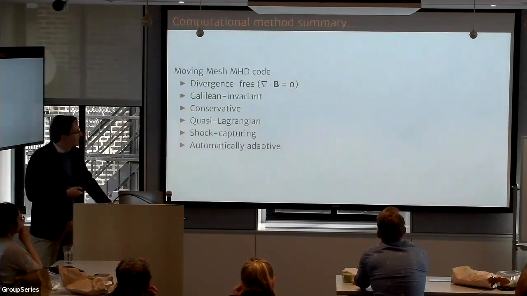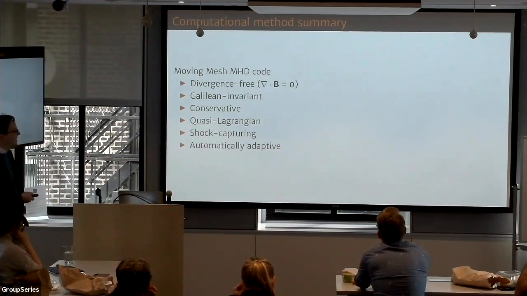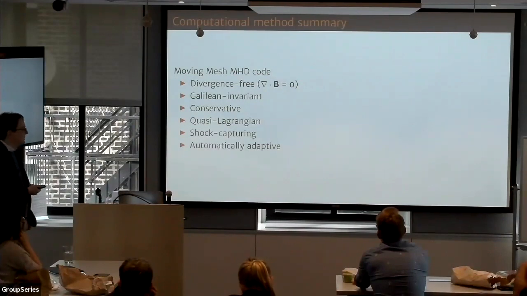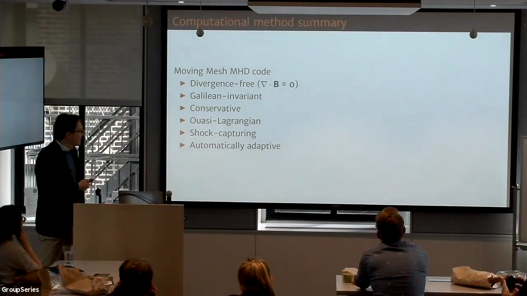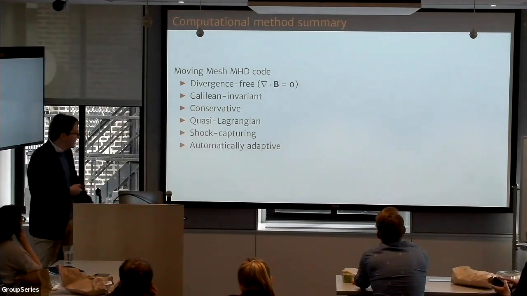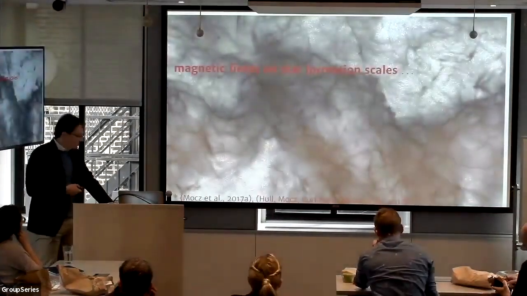So in summary, I'd like to highlight that the method I described is divergence-free. It maintains this divergence-free quality of the magnetic field. It's Galilean-invariant, so the errors do not change if I boost the frame. You have nice conservative properties. I also conserve momentum, energy, and mass. It's quasi-Lagrangian, and you can handle shocks and automatically adapt to where the mass flows in your simulation.